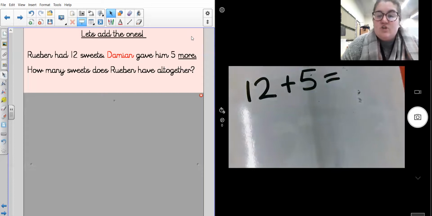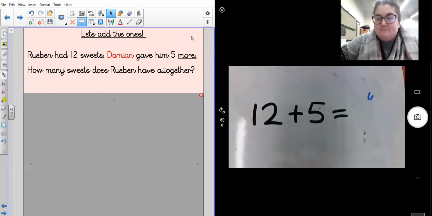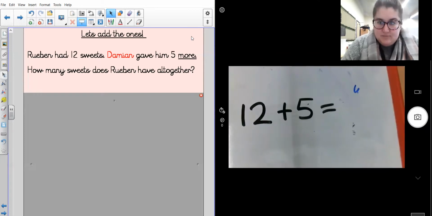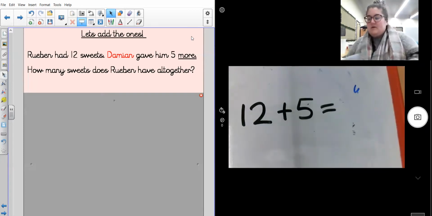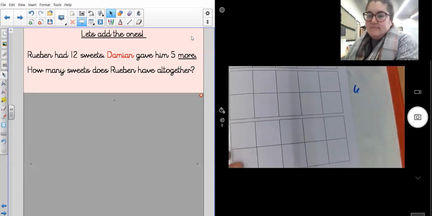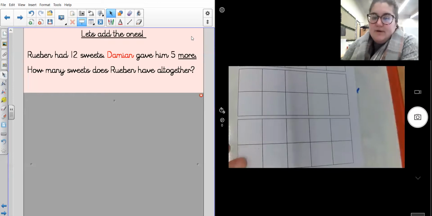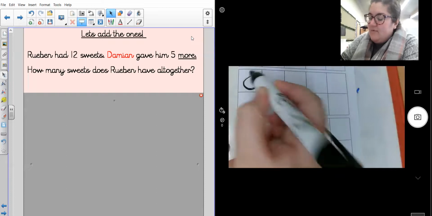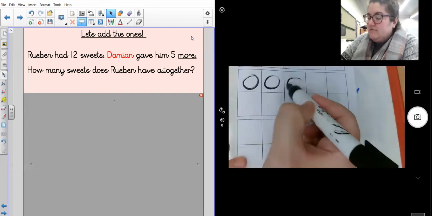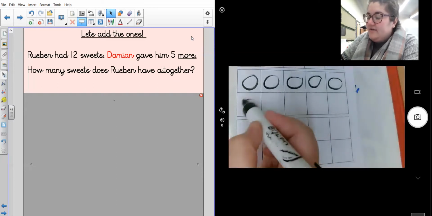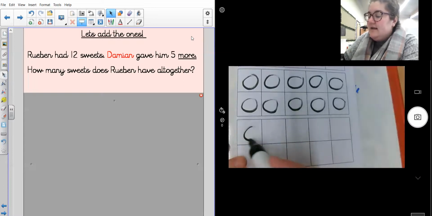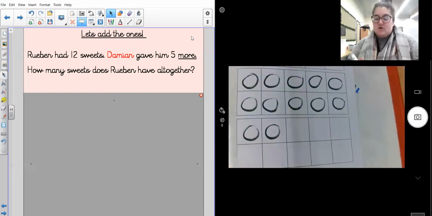Now, I do not want you to start thinking what the answer is already, okay, because our focus isn't necessarily going to be on finding the answer. It's going to be based on what we use to help us. Okay, so this is where I'm going to bring in some 10 frames. And I know that Reuben has got 12 sweets. So I'm going to draw his sweets in black pen. Count with me. 1, 2, 3, 4, 5, 6, 7, 8, 9, 10, 11, 12. Reuben has got 12 sweets.